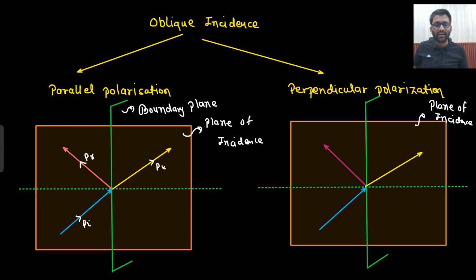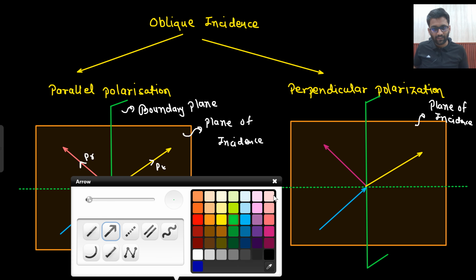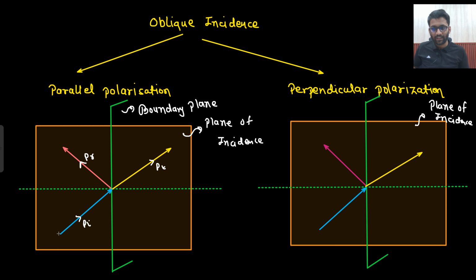So where can be my electric field? My electric field can be here, or it can be here, or it can be coming towards you, or it can be going into the plane. There could be 4 directions possible.